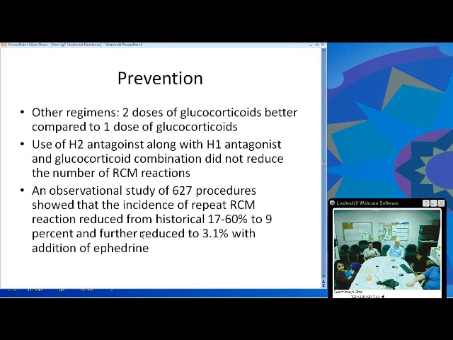There was this one study with 627 procedures that showed that the incidence of repeat radiocontrast media reaction reduced from historical 17 to 60% to 9% with a combination of H1 antagonist and glucocorticoid, and then further reduced to 3.1% with addition of ephedrine. But this was an older study in 1980s. Ephedrine is no longer used. It's not available. You can't get it.